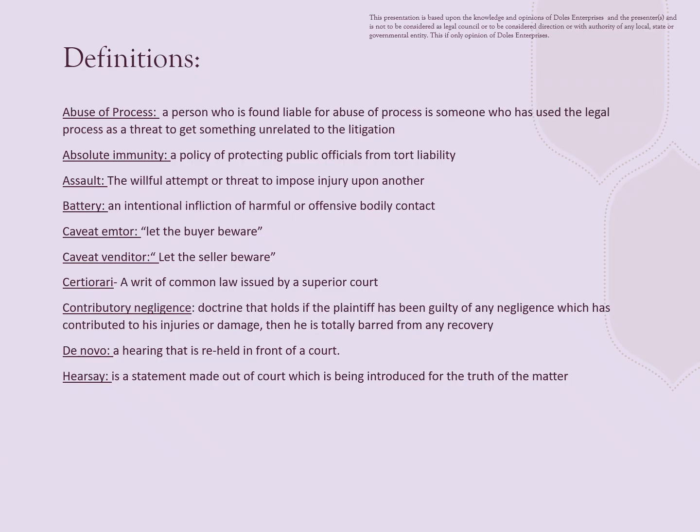Let's review some definitions. Abusive process. A person who is found liable for abusive process is someone who has used the legal process as a threat to get something unrelated to the litigation. Absolute immunity. A policy of protecting public officials from tort liability. Assault, the willful attempt or threat to impose injury upon another. Battery, an intentional infliction of harmful or offensive bodily contact.